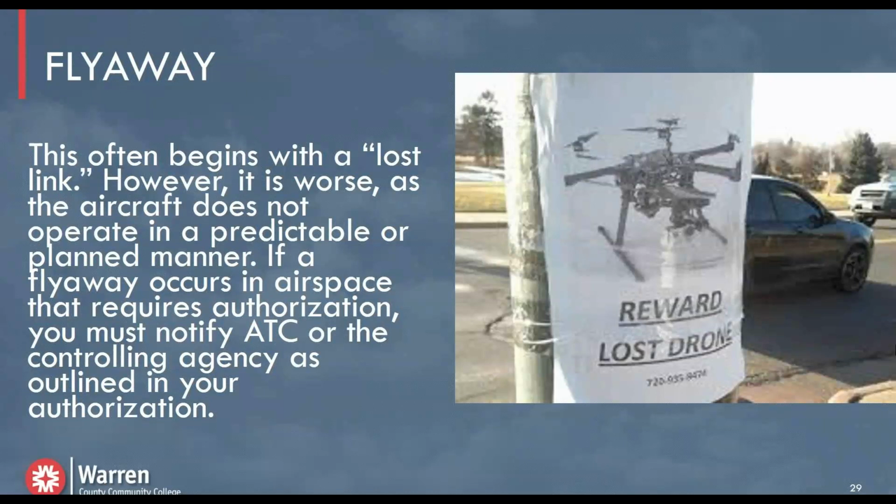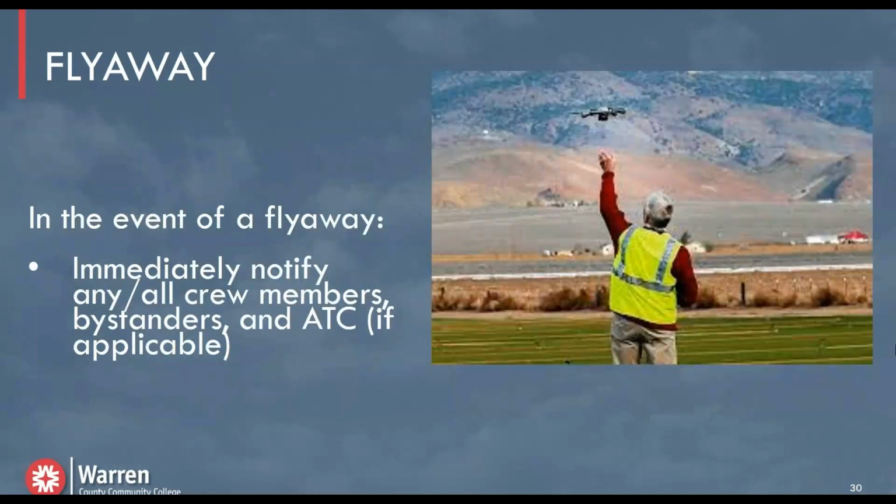Now let's talk a little bit about a flyaway. This can often begin with a lost link situation, but it's worse. The aircraft doesn't operate in any predictable or planned manner. It doesn't perform the lost link procedures. If a flyaway occurs in an airspace that requires authorizations, you must notify the local air traffic control or the controlling agency if you were in a military operation area, as outlined in any authorization you have. You'll know what to do and who to contact if you're flying in that kind of area.